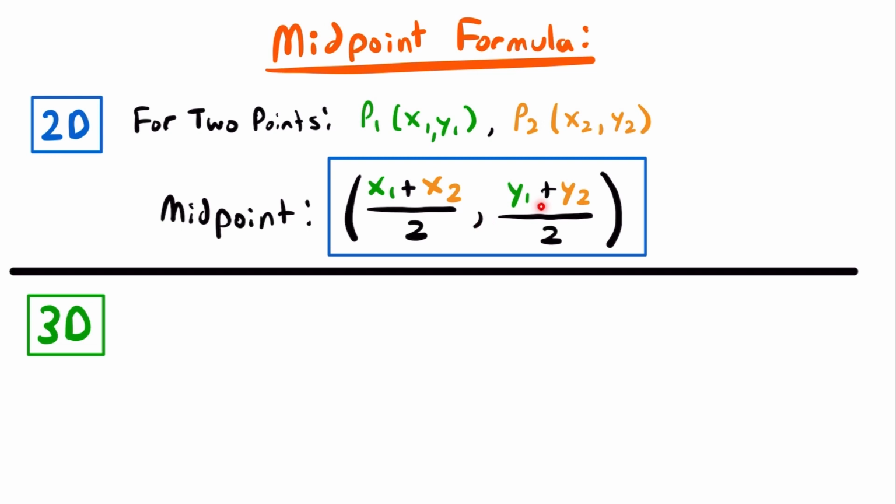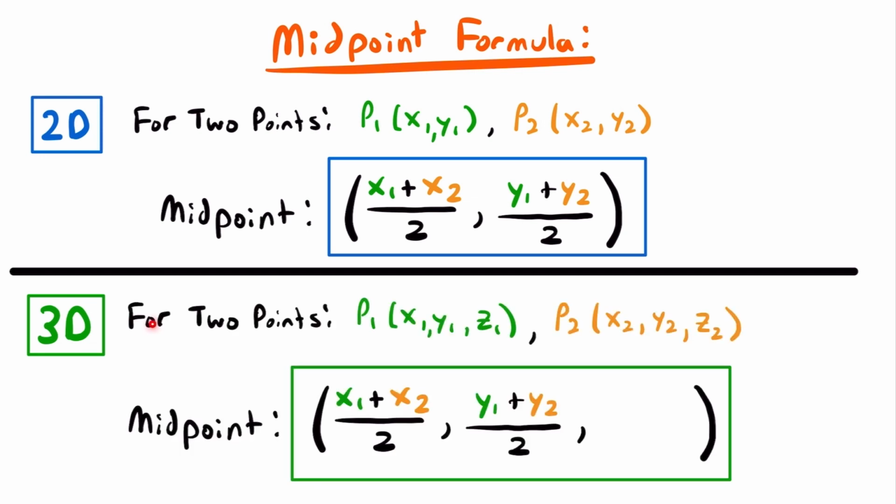So if we want to extend this into a third dimension, we just have to take into account that third coordinate, the z-coordinate. And so that will look like this. For 2 points, P1 and P2, where P1 has coordinates x1, y1, z1, and P2 has coordinates x2, y2, z2, the midpoint will have 3 coordinates, an x-coordinate, a y-coordinate, and a z-coordinate, where the x-coordinate is the average of x1 and x2, the y-coordinate is the average of y1 and y2, and the z-coordinate will be the average of z1 and z2. So that will look like this.